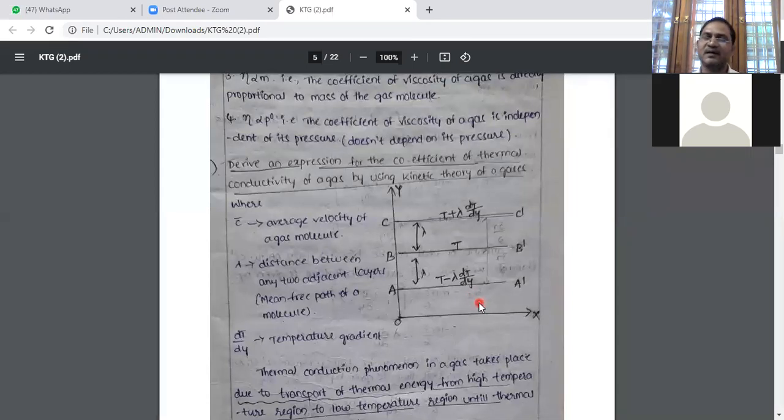So if you discuss which temperature and pressure parameters the diffusion coefficient depends on, the coefficient of diffusion is directly proportional to T power 3 by 2 and inversely proportional to pressure.